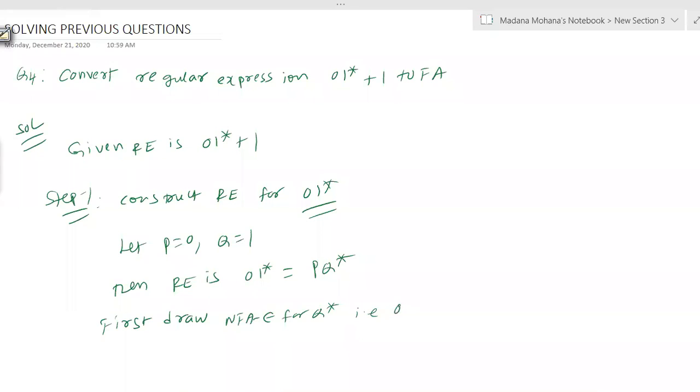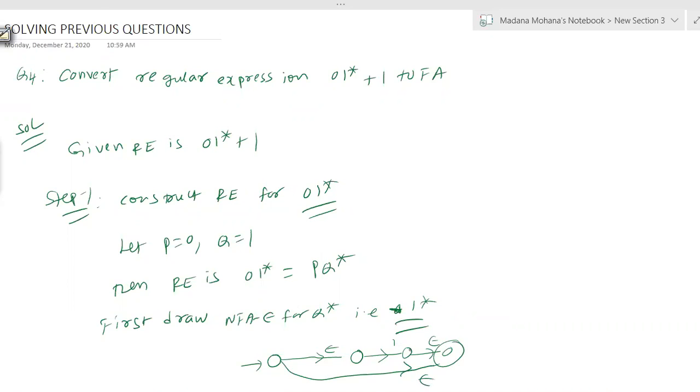That is for 1 closure. So for 1 closure, how to draw its automaton? Take one initial state and one final state. First you can start with epsilon. Then here you can take the value of R, that is 1. Then again take one epsilon. The last one is the final state. For epsilon closure, from initial to final state, one transition with epsilon moves.